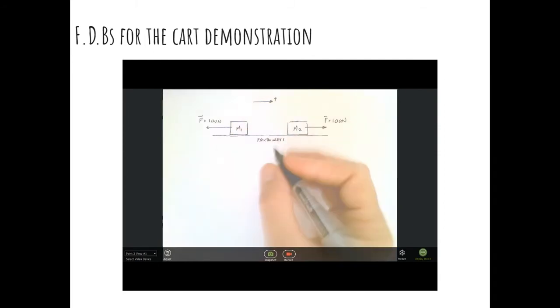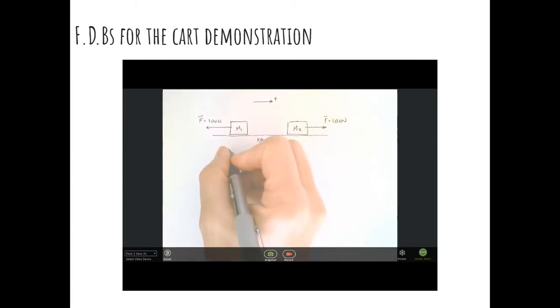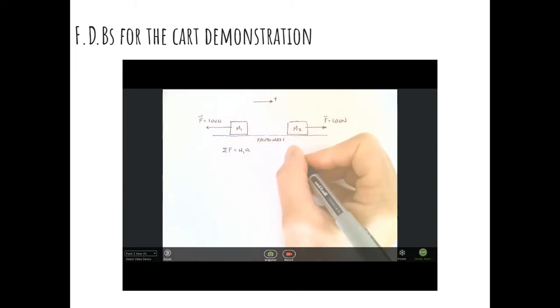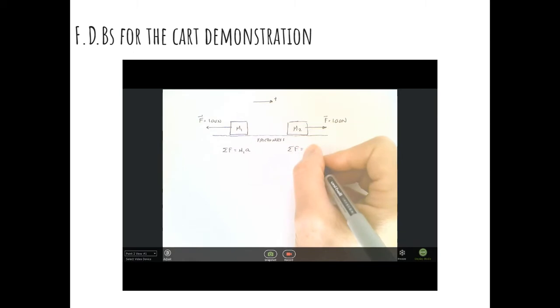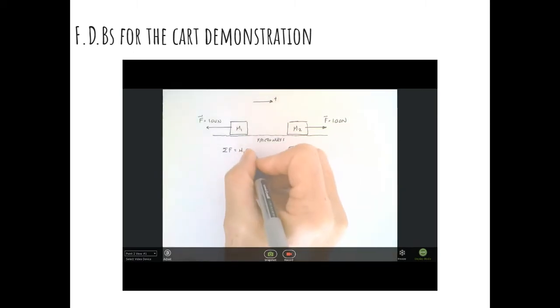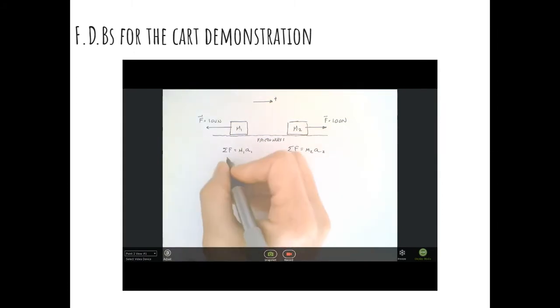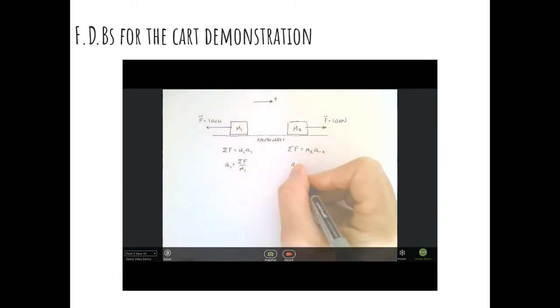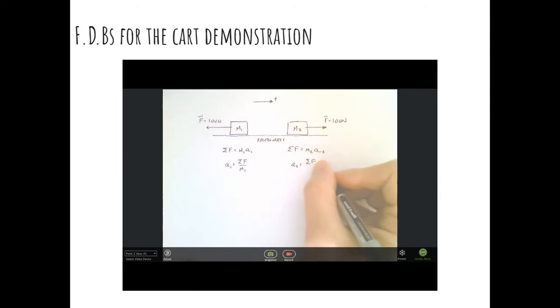And now let's look at the situation for Newton's second law. Well, Newton's second law for the first block is M1A, and for the second one, it's M2A. I'll call it acceleration 1, acceleration 2, just to give it that distinction. So the forces are the same. So what is the acceleration of block 1? It's the net force divided by mass 1. And the acceleration of the other one is the net force over M2.